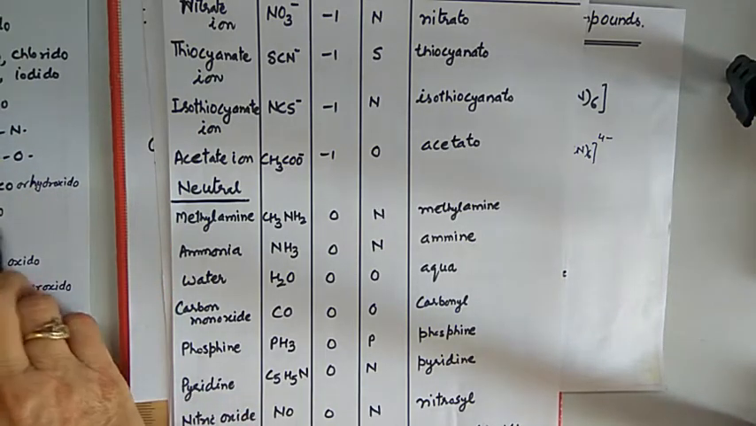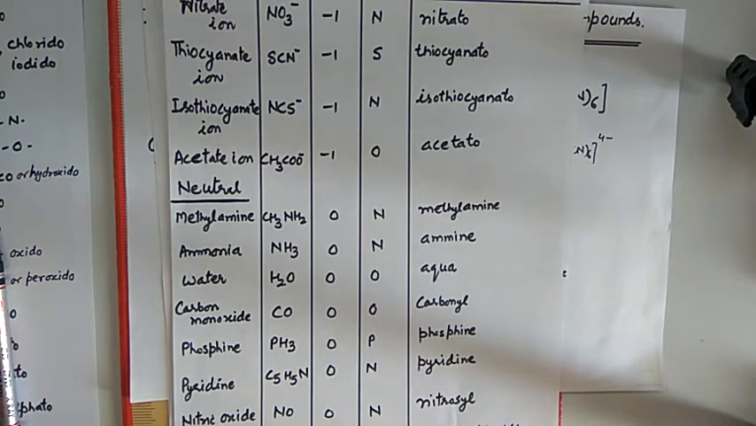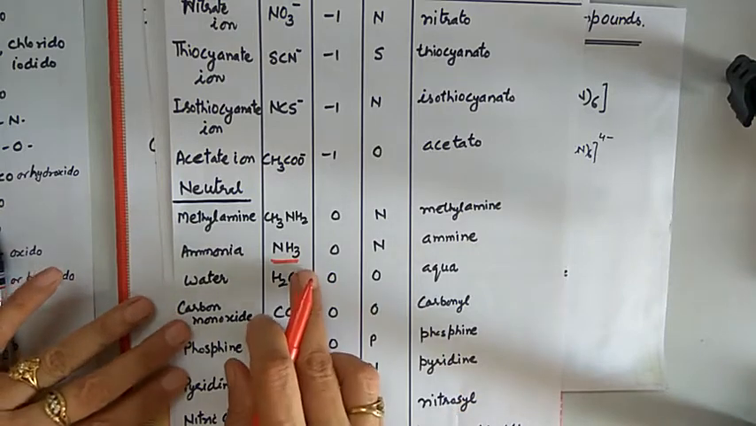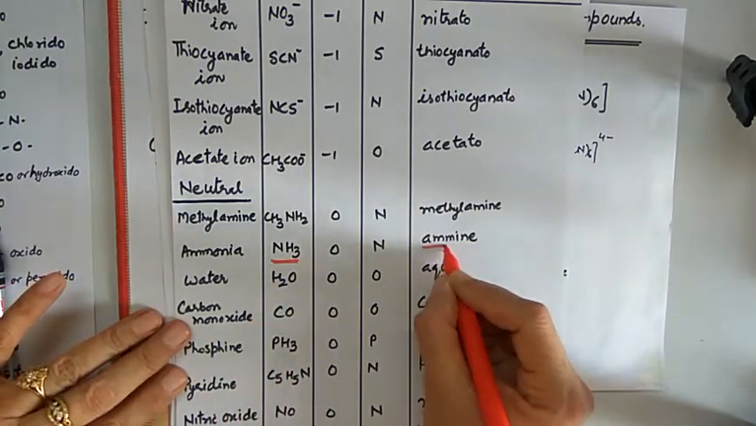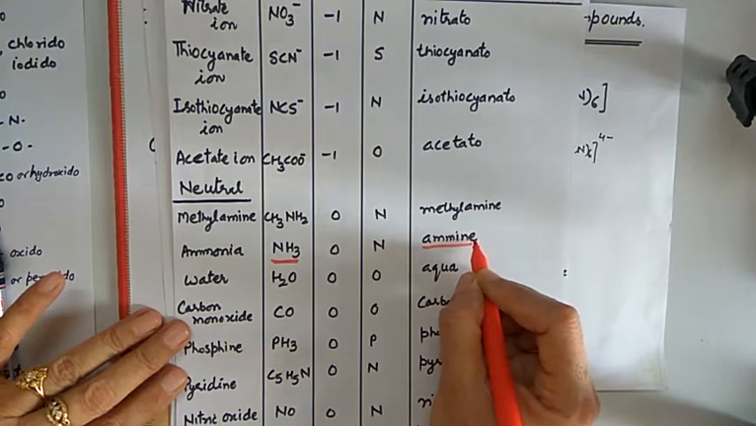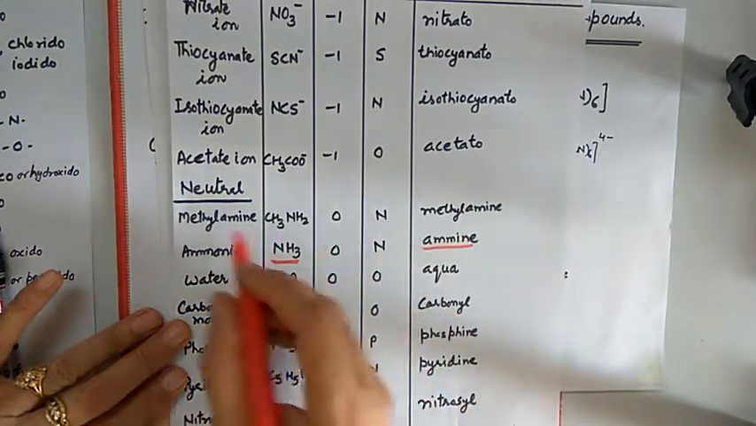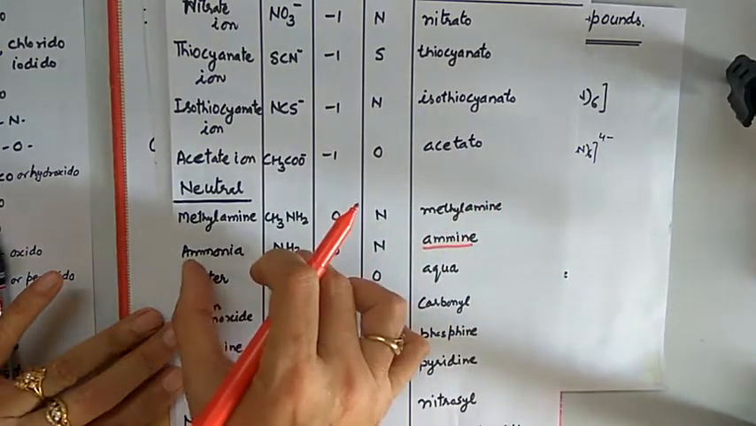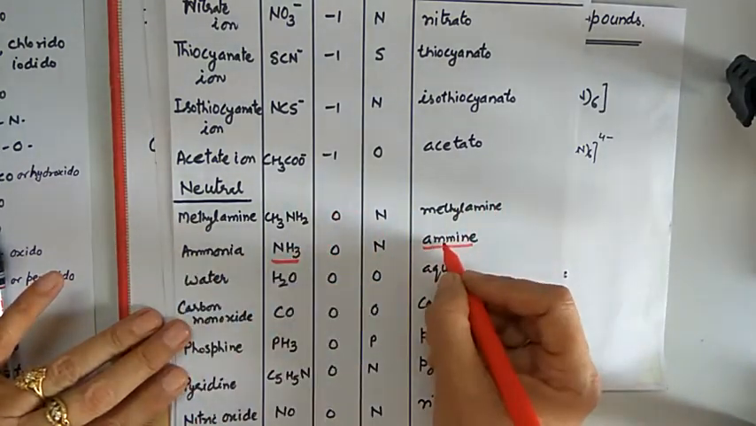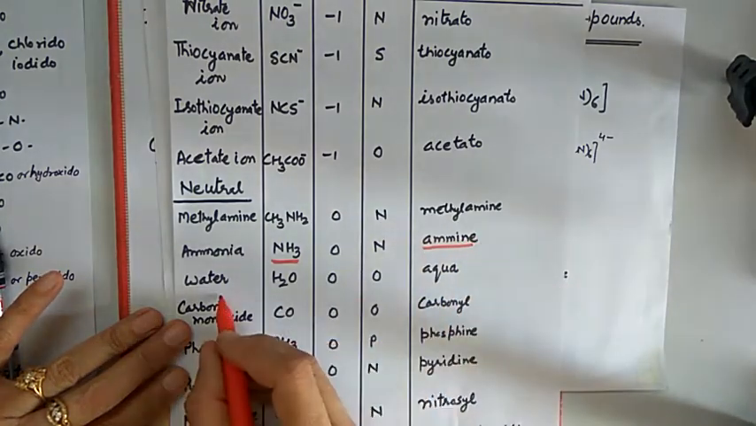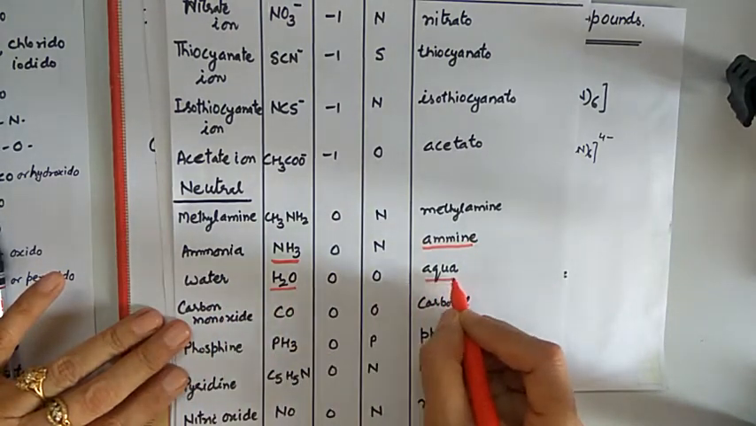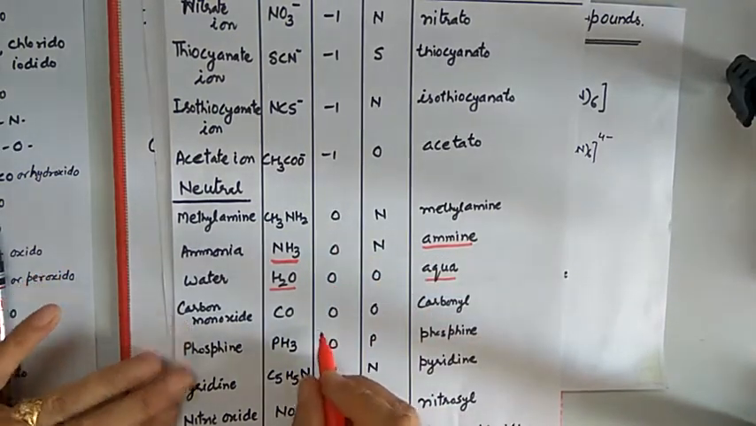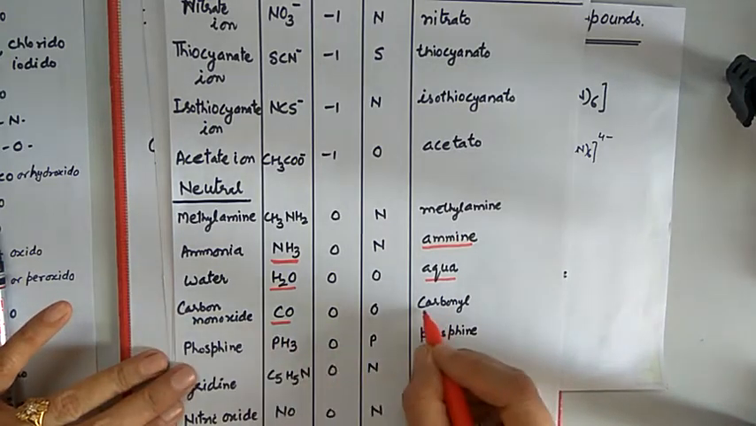But there are few important ligands which you have to always keep in mind. One is ammonia. When it is used as ligand, we write it as ammine, A-M-M-I-N-E. Very important to note. Methylamine, we have A-M-I-N-E. But when ammonia is being used as a ligand, we write A-M-M-I-N-E. For water, we write aqua. These are neutral ligands, do not carry any charge. Charge present on ligand is 0. Carbon monoxide, it is called carbonyl.